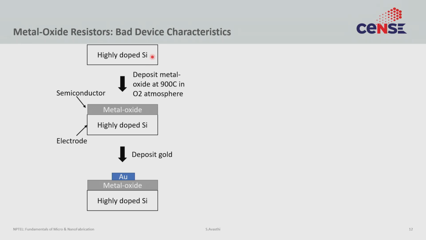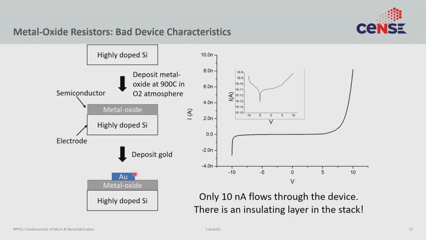So the highly doped silicon served as one of the electrodes. You deposit the metal oxide, then you deposit the gold on top. You have this sandwich structure. You can go and measure the IV characteristics. So when the student did that, this is the I, this is the V, and if you zoom in here, you actually see that you are flowing something on the order of 10 nanoamps of current.